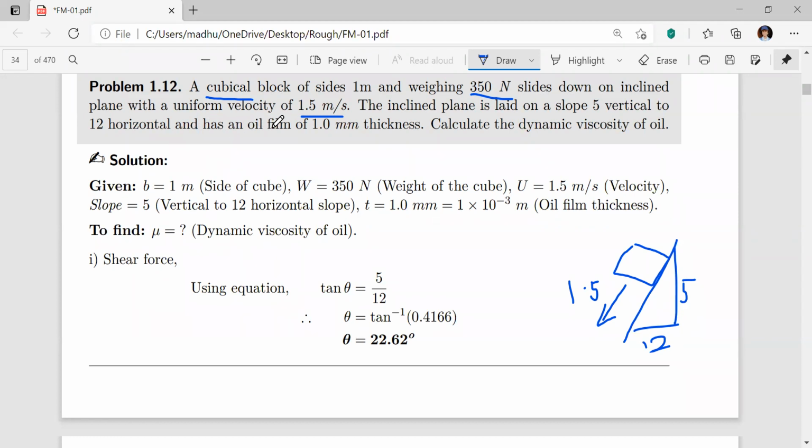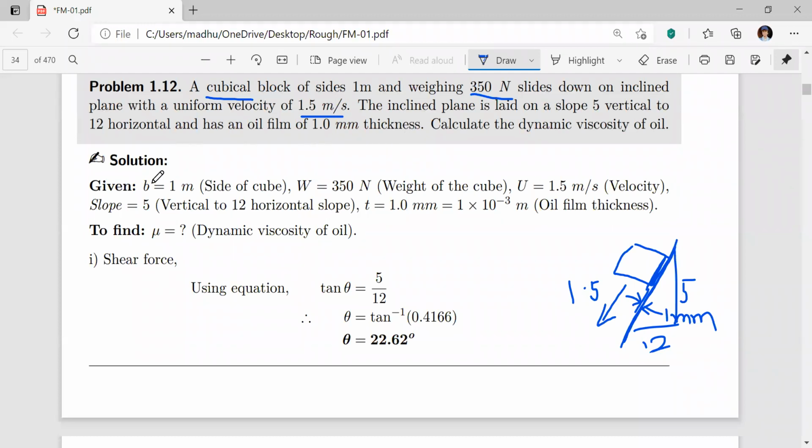And has an oil film of 1 millimeter thickness. Between this slope and the bottom surface of the cube, there is an oil film of 1 millimeter thickness. So on that oil film, it is going to slide with a velocity of 1.5 meter per second. Calculate the dynamic viscosity of the oil. So this is the problem they have given.